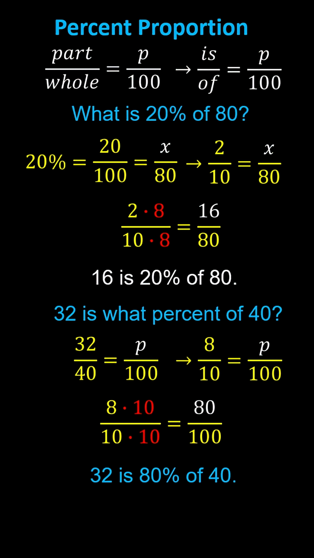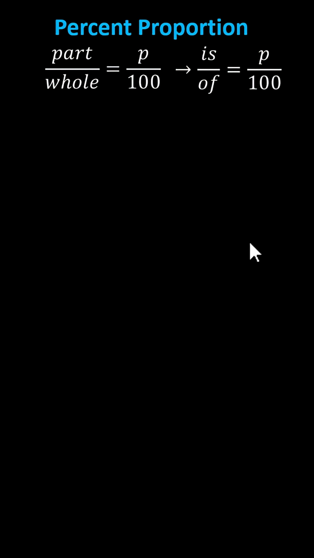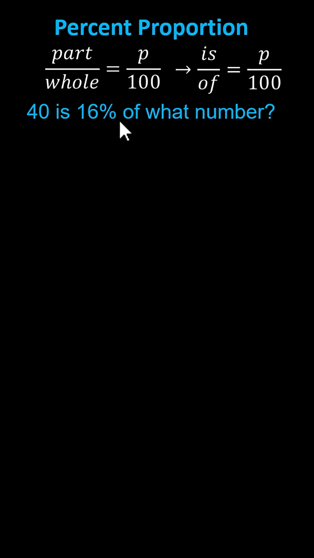And for one last example, 40 is 16% of what number? We know one ratio is going to be 16 to 100 because we have 16%. But notice here, 40 is the part because 40 is 16%, and we're looking for the whole. And therefore the proportion is the ratio of 16 to 100 equals a ratio of 40 to x.